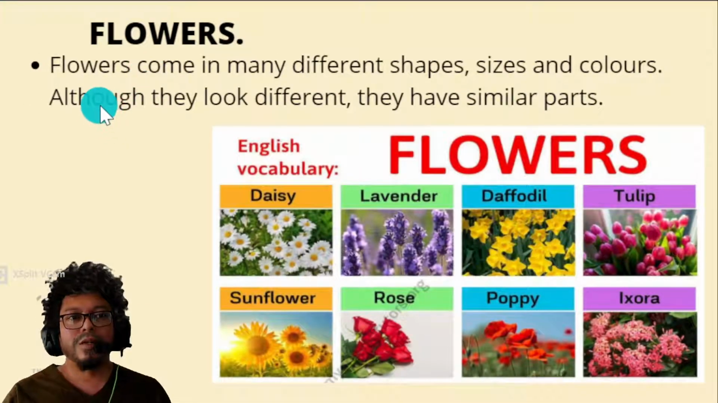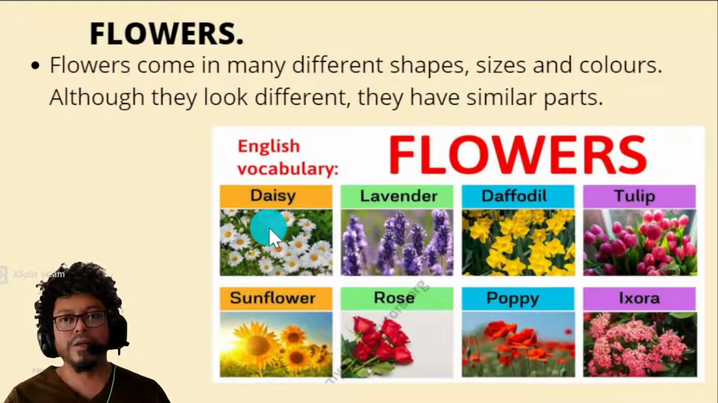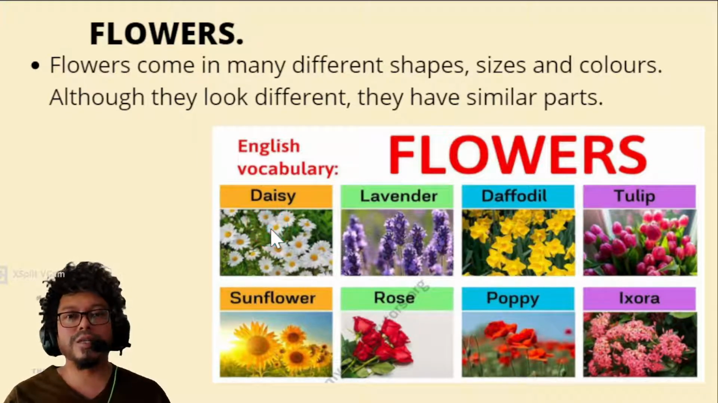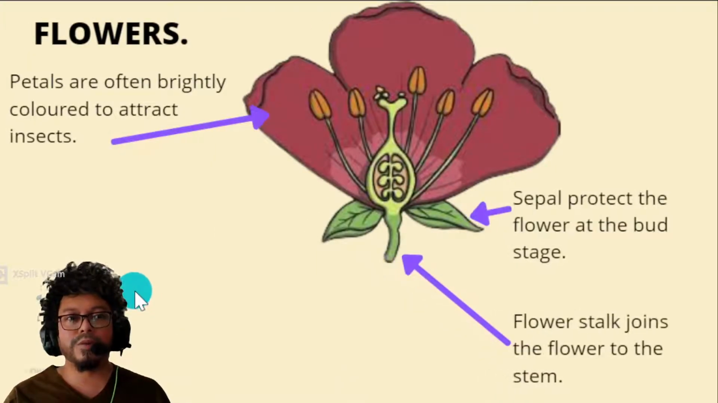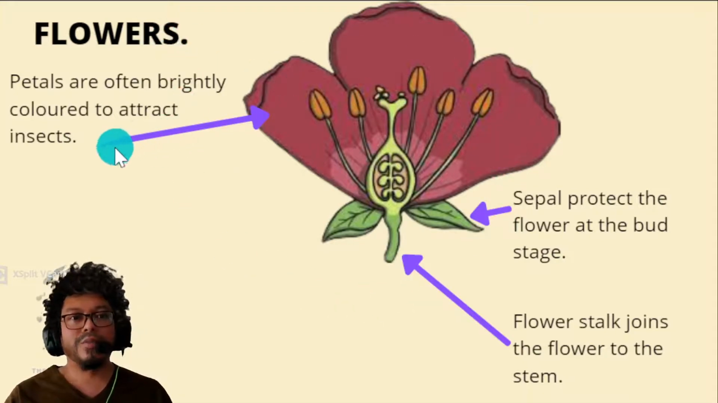Flowers. Flowers come in many different shapes, sizes, and colors. Although they look different, they have similar parts. So these are flowers. They look different, but they have more or less the same parts. Maksudnya parts yang ni, this part, flowers. So if you can see here, this is called petals. Kelopak bunga is called petals in English.